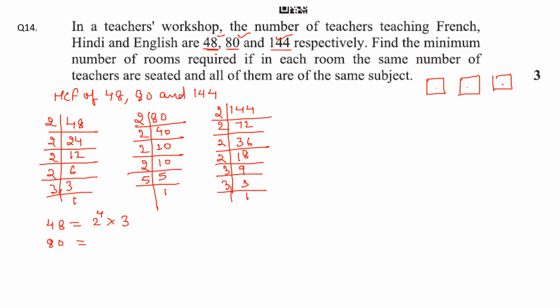80 I can write as 2 to the power 4 into 5. And 144 I can write as 2 to the power 4 into 3 square. So if you have to find the HCF, which is the highest common factor, I can see from here clearly that 2 to the power 4 is only common in all the three numbers. So 2 to the power 4, the value is 16.